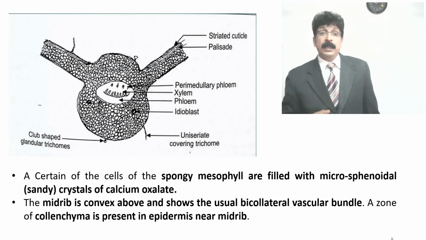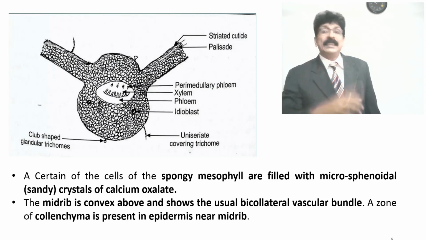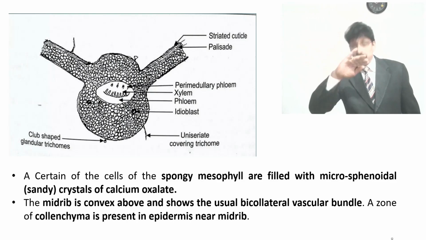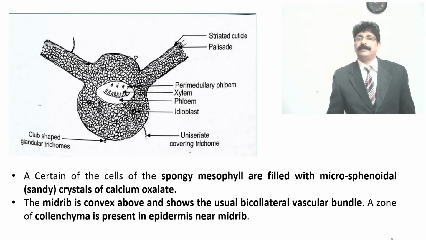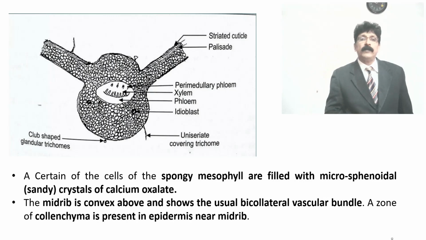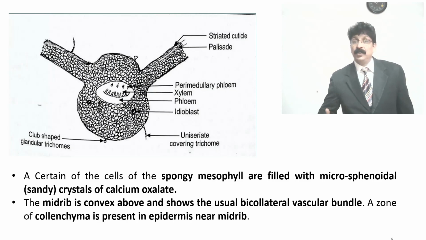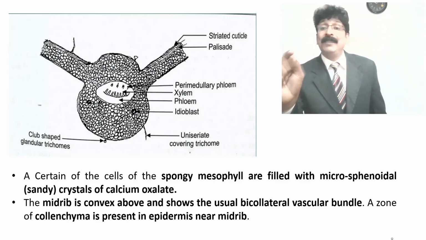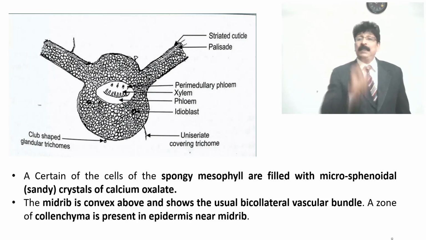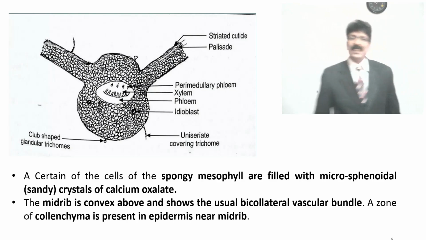The midrib is convex. It's not concave, it's convex. You can see it's like a lifted bend, a bell shape on both sides. So the midrib is convex above and shows usually bicollateral vascular bundles. Xylem and phloem, the vascular bundle, are present in the middle. A zone of collenchyma is present in the epidermis near the midrib, the lower and upper collenchyma cells.